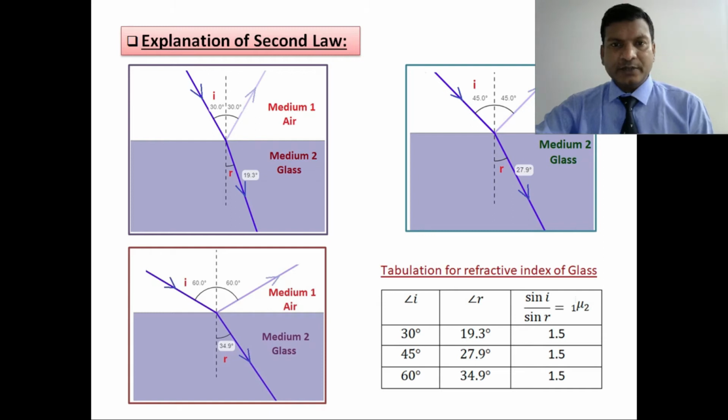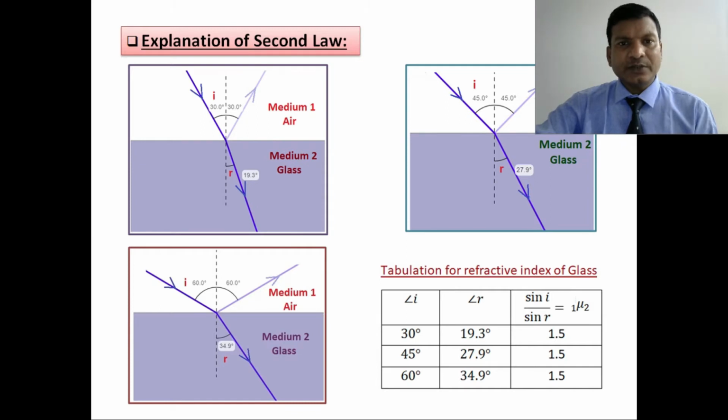So whenever you calculate this value with the help of the calculator, you will be finding 1.5, which means that the refractive index of the glass with respect to air is 1.5, which is giving us a constant value. Whatever angle you take, maybe you change the angle of incidence, any angle of incidence you are taking, and accordingly the angle of refraction will change, and the value always remains 1.5.